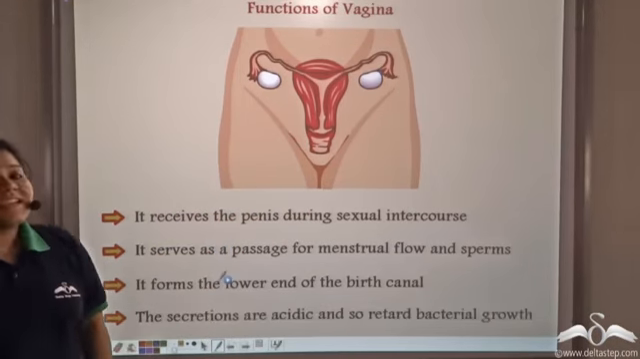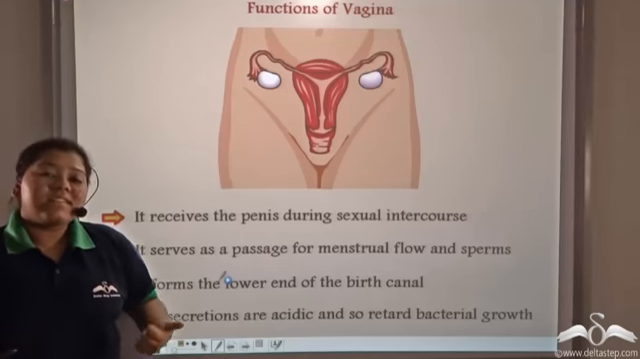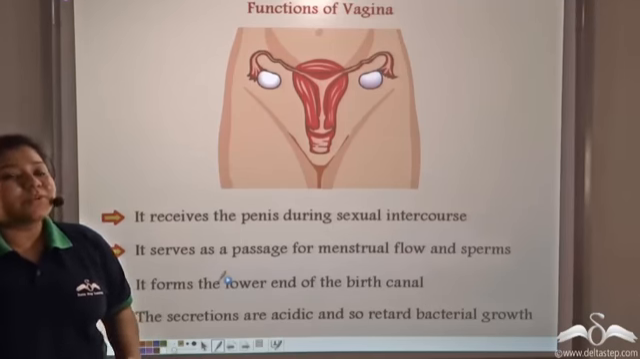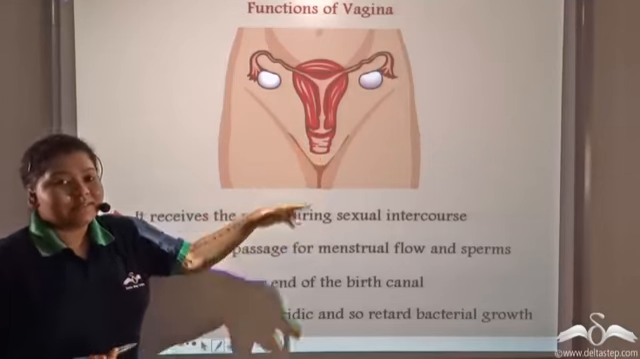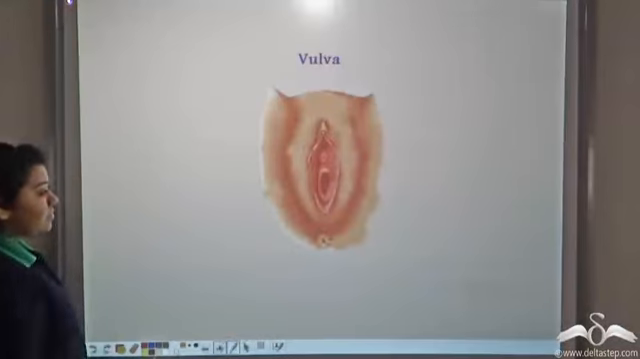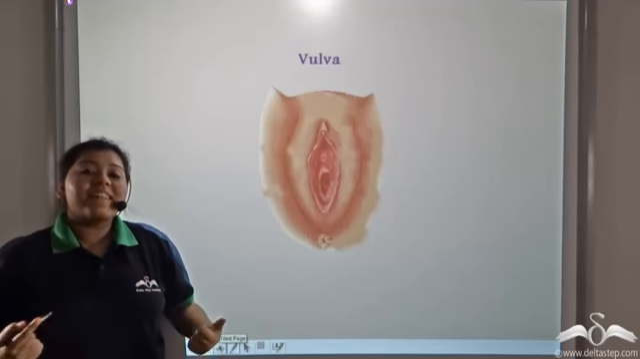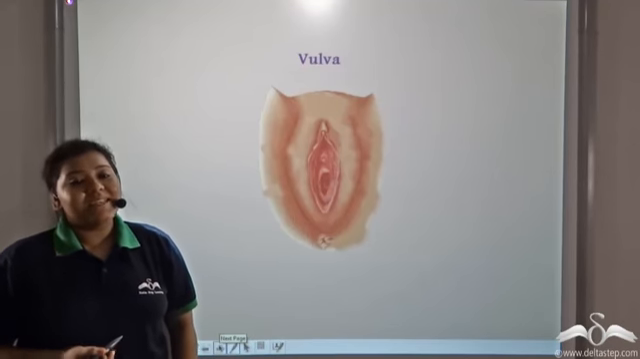And finally, it secretes an acidic secretion that stops bacterial growth in this place. Now, the female external genitalia collectively is known as the vulva.